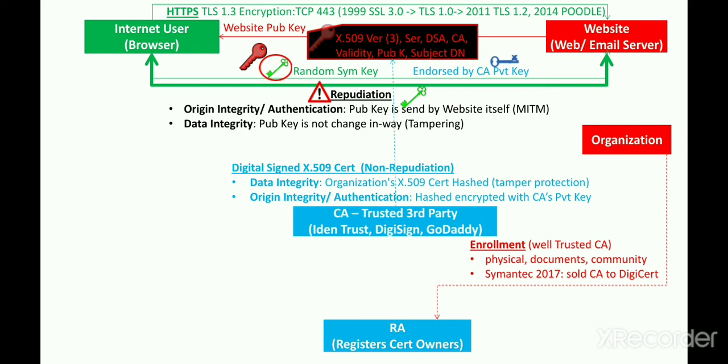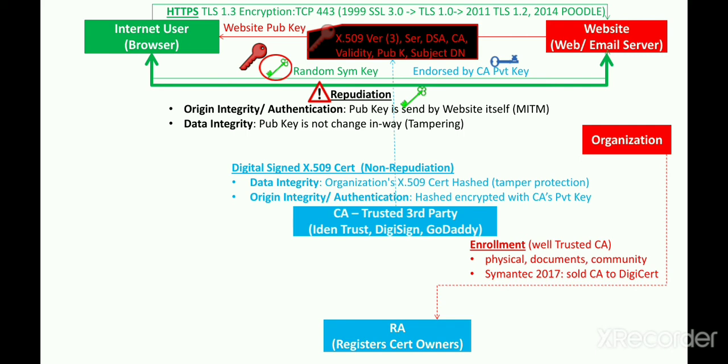So there is a process of physically appearing before the registration authority or exchanging documents, including the credit reports of organizations, and also the community leaders may vouch for organizations to the registration authority. Now this process is very important, because in 2017 the Symantec digital certificate issuing business was affected by an incident where they issued various certificates without validation to different organizations.